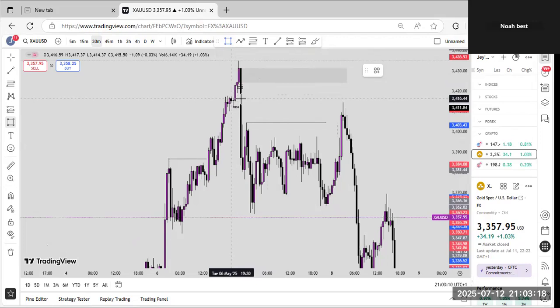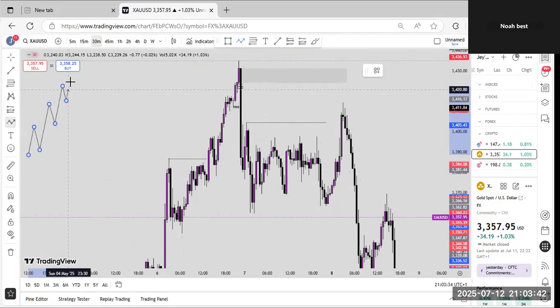This place was actually a zone. I told you, a breaker block. For instance, let's say we have price trending upwards like this. The market did something like this, and it broke this last low. This low here is a zone in the market.